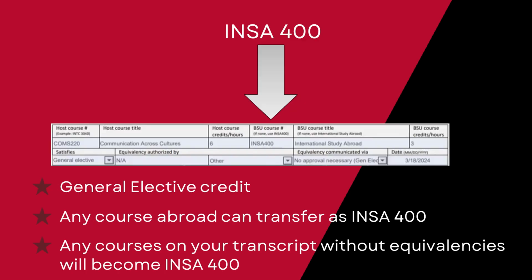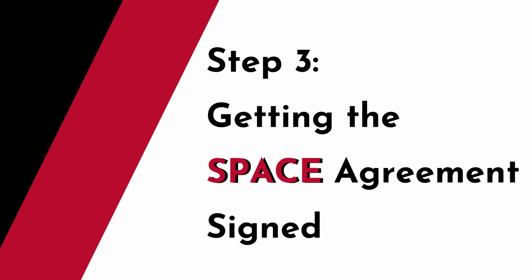The equivalency there would be INSA 400, International Study Abroad. That course is a general elective for graduation, and any course taken abroad could return as INSA 400 as a default. In fact, any courses on your study abroad transcript that don't appear on your SPACE agreement will automatically come back as INSA 400. Now it's time for step 3, getting your SPACE agreement signed by your academic advisor.